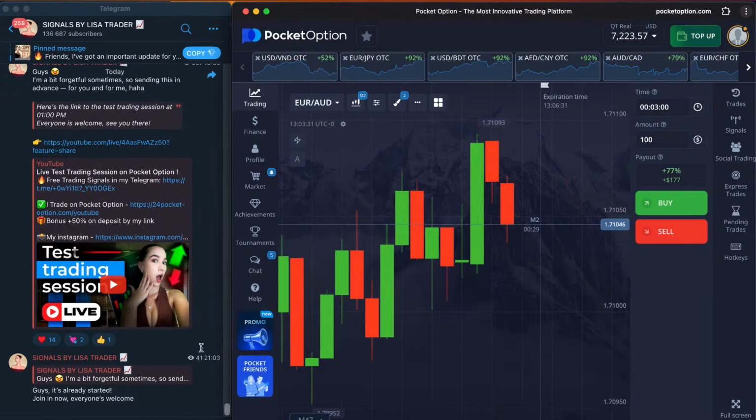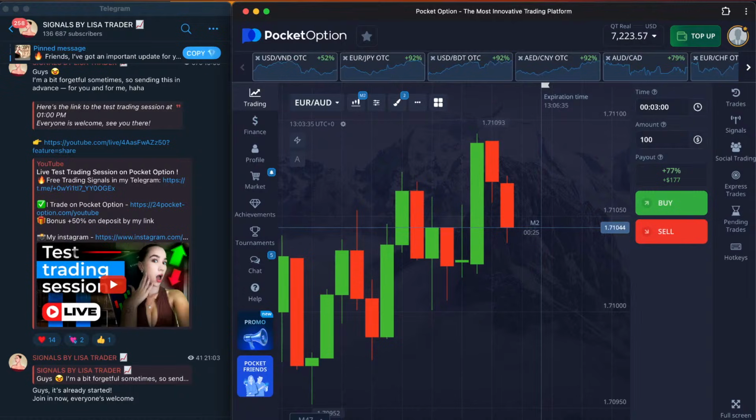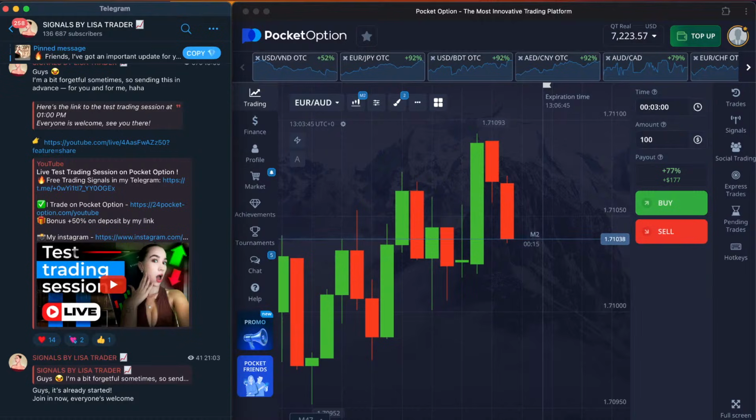So guys, hi to everybody. Today is the time for the test trading session. We're not gonna waste our time and we're gonna start step by step. So we're gonna start with the settings for opening the trades.